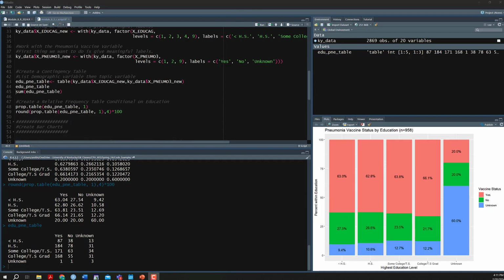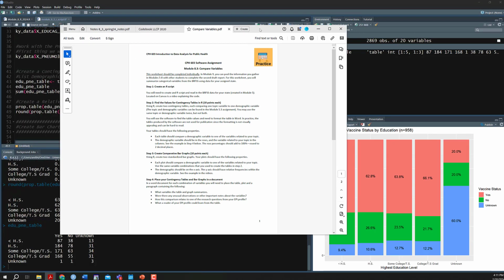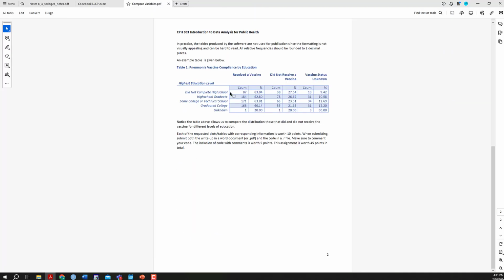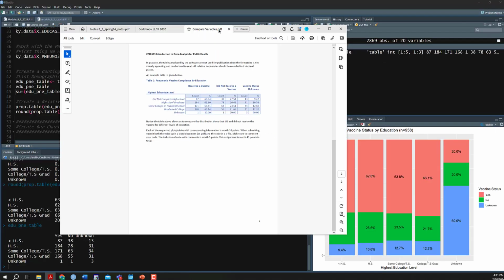So at this point, you'll want to pause in your code and go to your write-up. So if we go back over to the assignment here, you'll notice that I have an example table here. And so this table matches with what we just saw in R. So let's look at how I've got this set up.